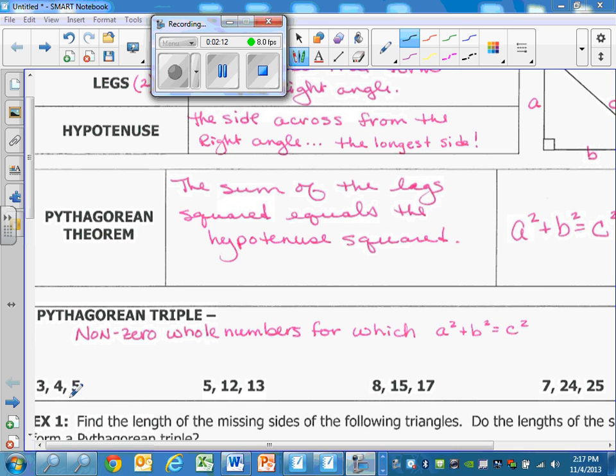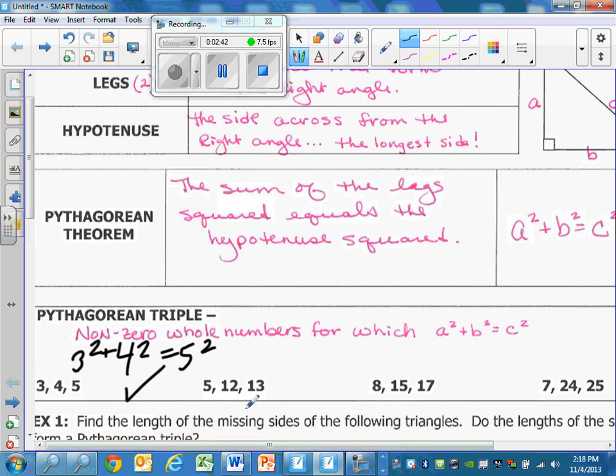With 3, 4, and 5, I could prove a squared plus b squared equals c squared, because c is always going to be the larger number, so the 5 is the c. So 3 squared plus 4 squared equals 5 squared. Let's make sure it's a Pythagorean triple. Well, 3 times 3 is 9, 4 times 4 is 16, 9 plus 16 is 25, and 5 times 5 is 25, so it checks.